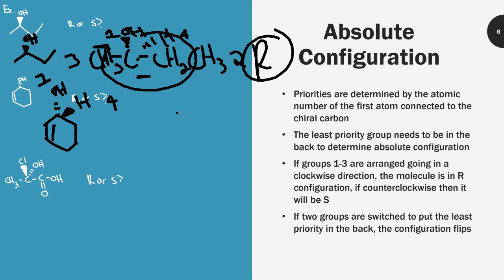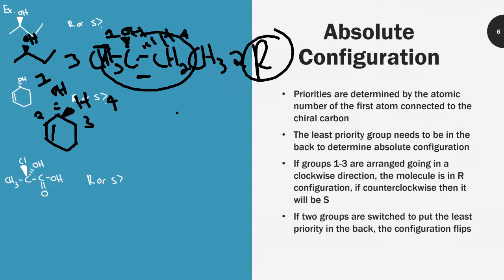So on this side of the ring, we have a double bond, and your double bond, again, you can think of it like it's connected. This carbon is connected to this carbon twice. So this side of the ring will have the higher priority because of that double bond. 2, and then this side will be 3.